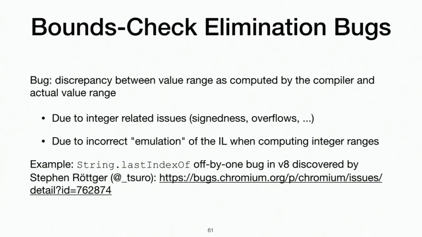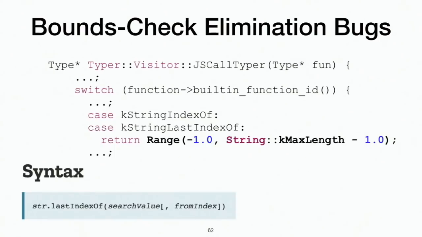The other source of bugs is essentially incorrect emulation of this compiler intermediate language. So remember the previous slide where I had this bitwise AND? The compiler essentially had to emulate this bitwise AND to figure out that the result would always be between 0 and 4095. Now bitwise AND is simple, that's quite easy to emulate, but there's a few others that might be a bit more tricky. And there's a really cool bug I like from a good friend of mine, Stephen, found in V8, and that's what we'll look at now.